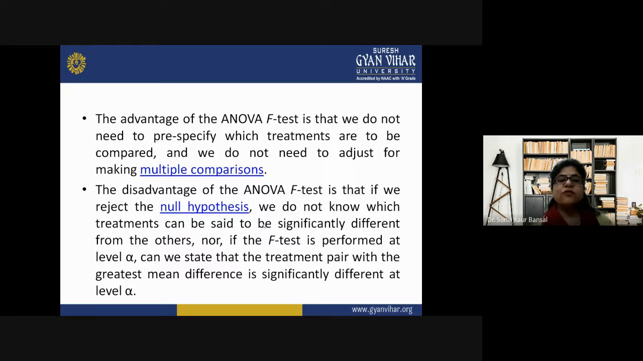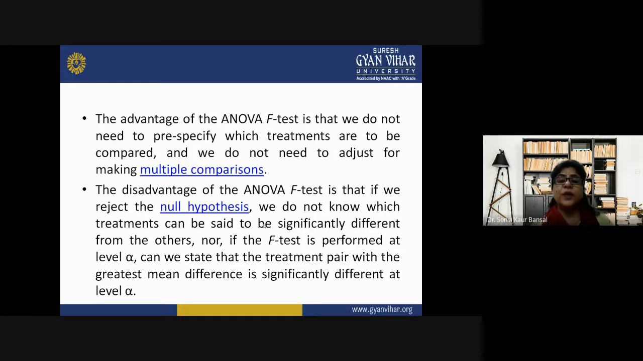Now students, let's see the advantage of the ANOVA test: we do not need to pre-specify which treatments are to be compared, and we do not need to adjust for making multiple comparisons. So the simple advantage of the F-test is that we do not need to specify beforehand that, okay, treatment number 1 is best for the patients, and number 2, number 3, number 4. Or you can give different coding, X, Y, Z, or A, B, C, that these treatments are not good.